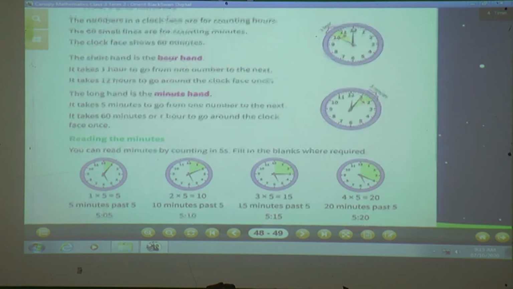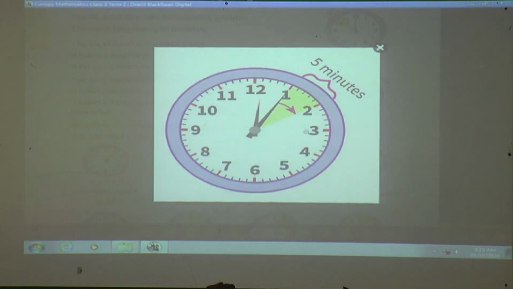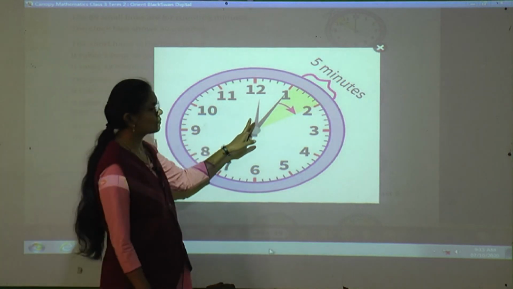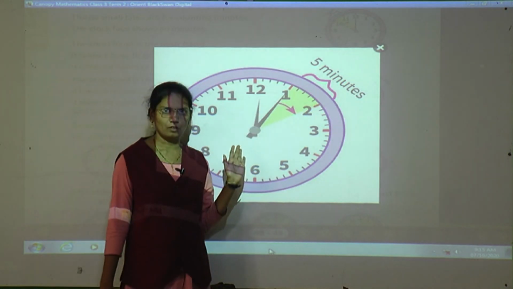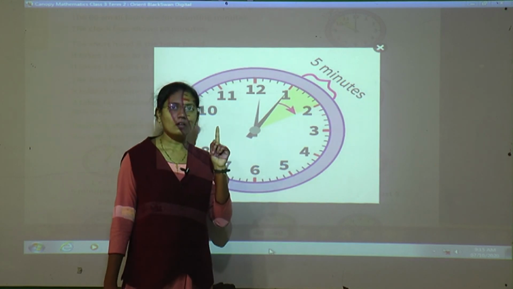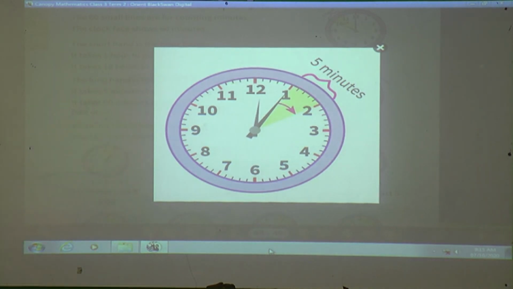Now this was about the hour hand. Now we'll see the minute hand. The long hand is the minute hand. In this clock also there are two hands, one short and one long. While drawing the clock you have to show the hour hand smaller than the minute hand. So you have to take care of this.